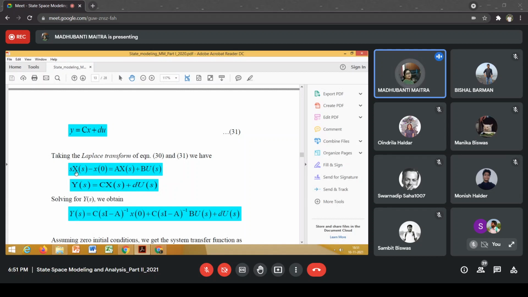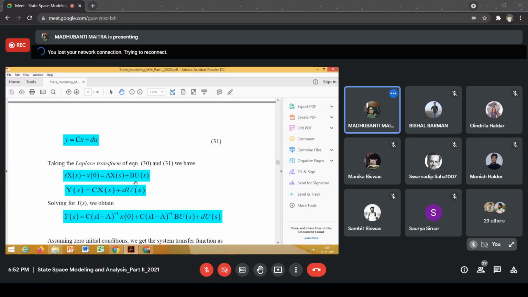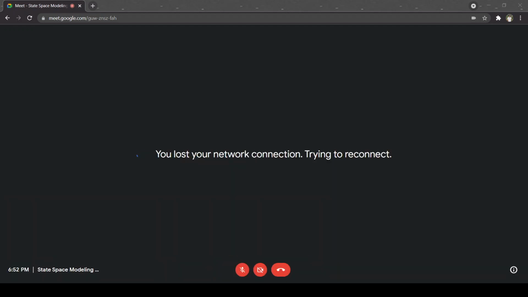So after side transposition, in the left hand side we'll get sX(s) minus AX(s), and in the right hand side we'll get x(0) plus BU(s). Write it down.